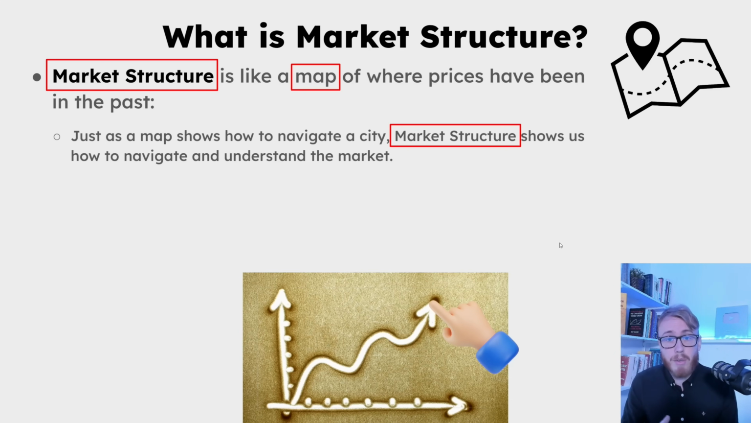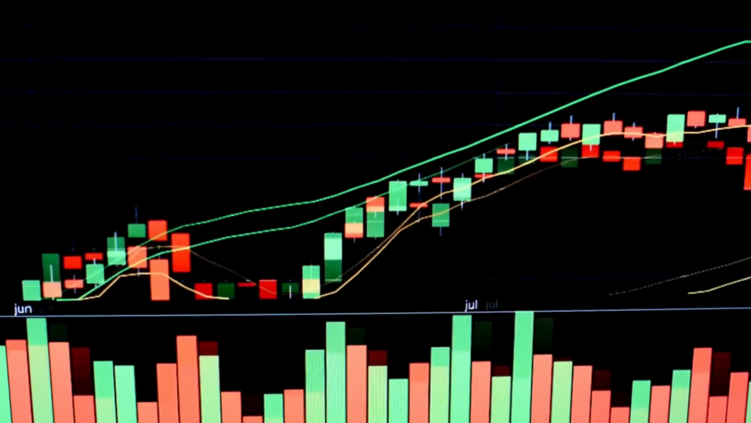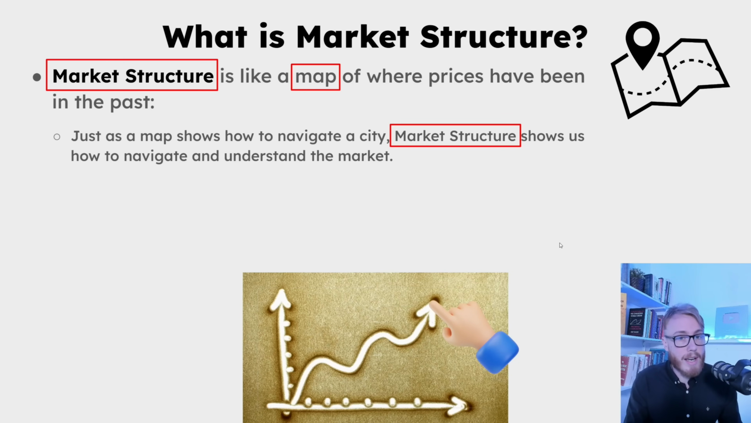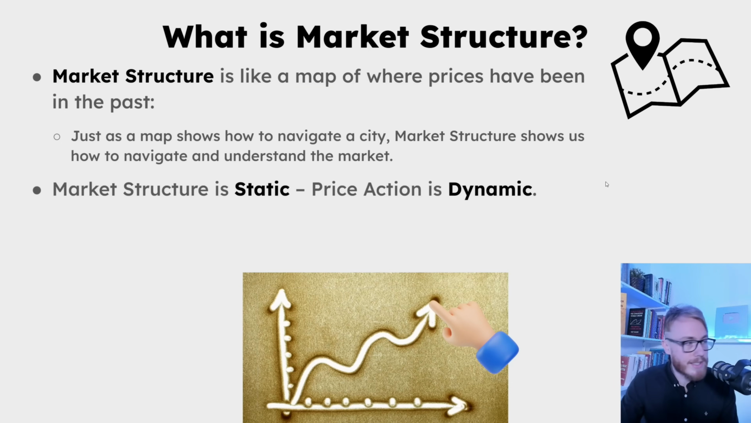In order to understand where you need to go and how to get there, it's a very good idea to have a map. And in order to understand where the market is likely to go next, it's also a good idea to have a map of the price, or in other words, market structure. And here, and this is very important, this is a super common misunderstanding about market structure. Market structure is static while price action is dynamic.